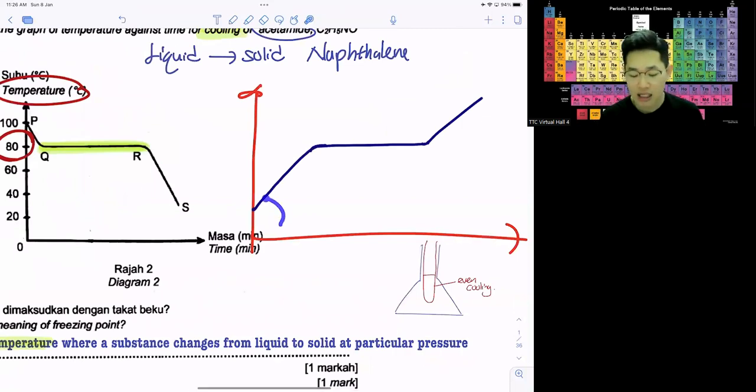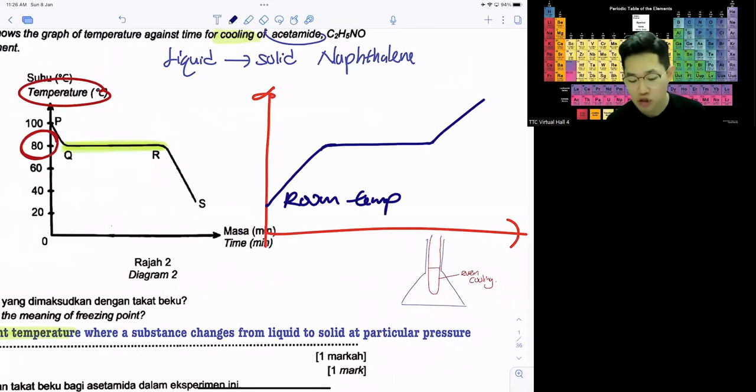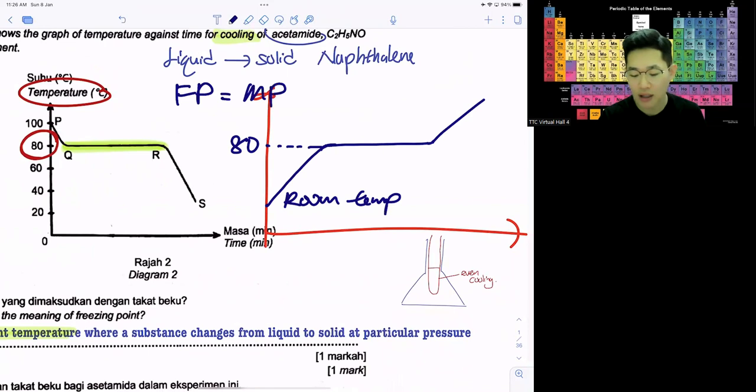Okay, and you can see this part also don't start with 0. Because when you are heating the substance, it actually starts from room temperature. Okay, and then they're supposed to stop at the same point. Because freezing point and melting point, they are the same.